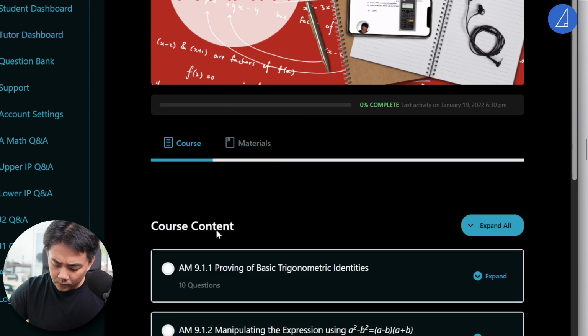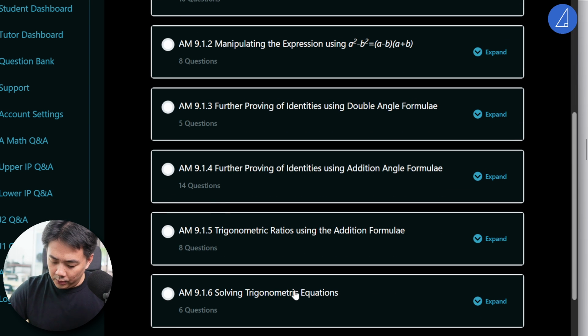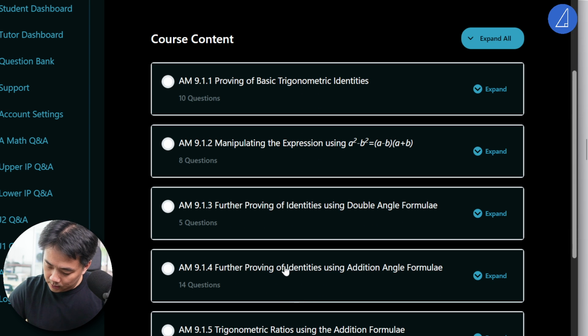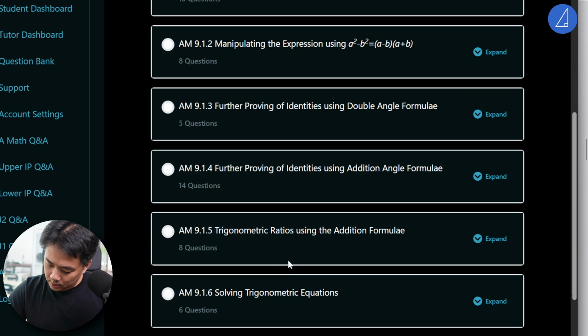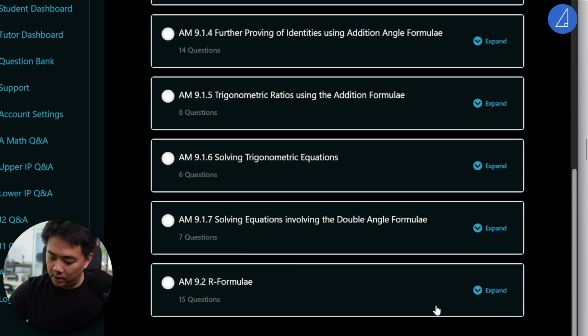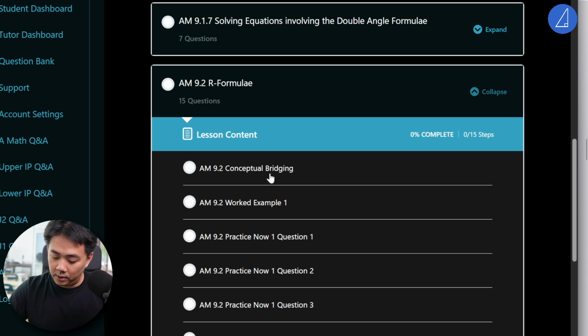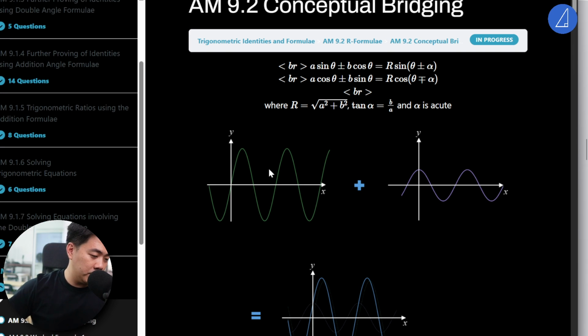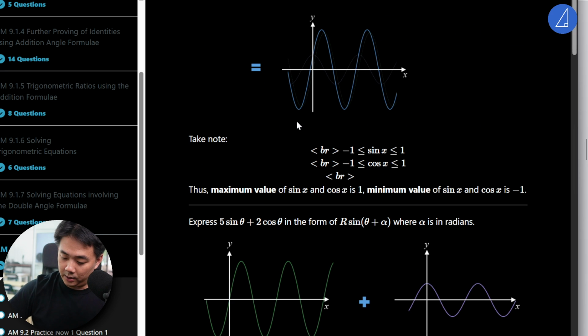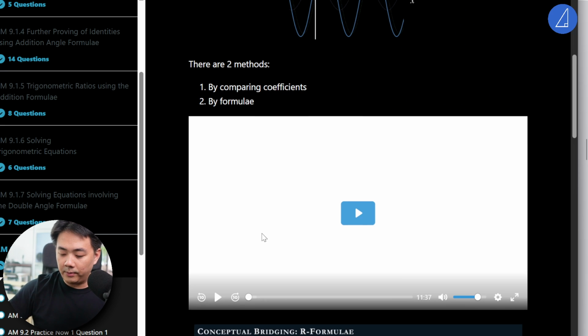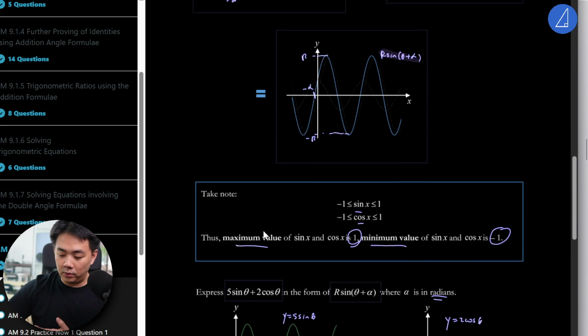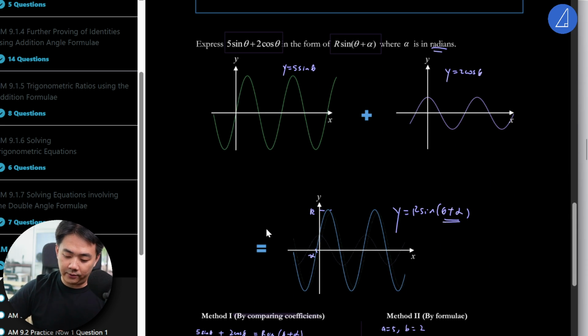This one, there's R formula here. You have to know how to use the R formula. I think this is the addition formula, R formula. Yeah, here. So you can go and review this one. I will give you the access to the J2. I'm not going to explain how you prove it, because there's a video online already.